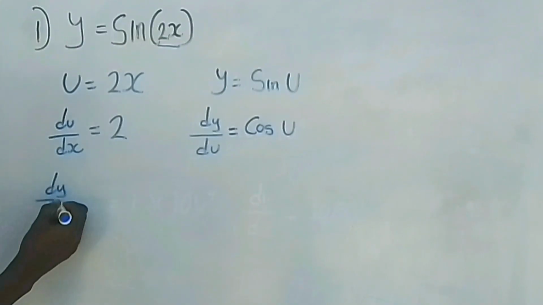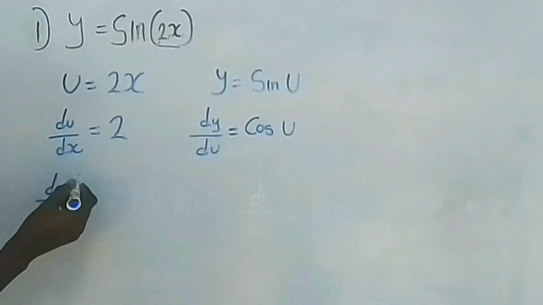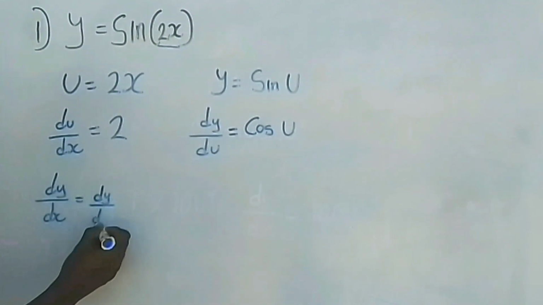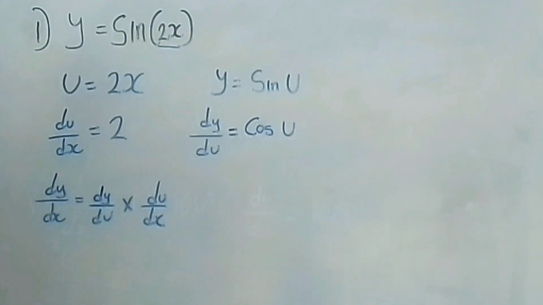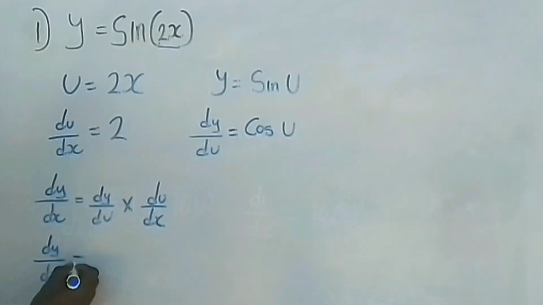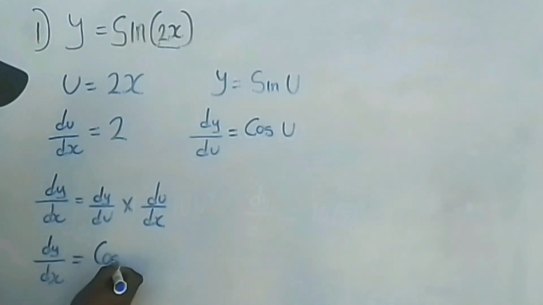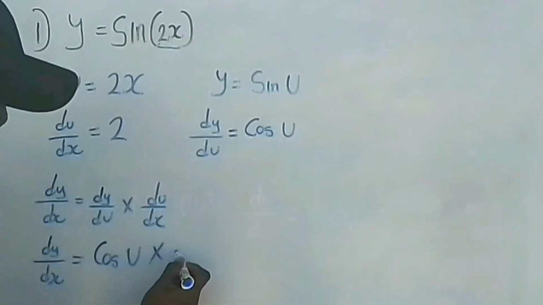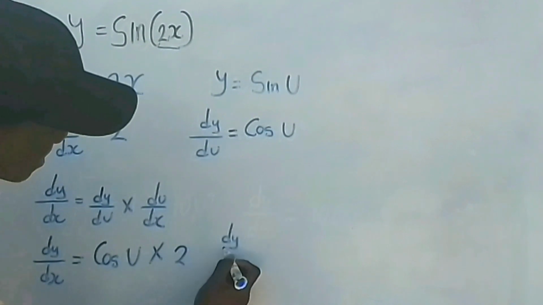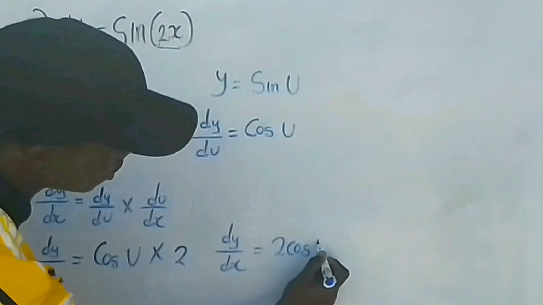The dy over dx is equals to the dy over du multiplied by the du over dx. So the dy over du is equals to cos u. So I'm going to have cos u in this place, cos u multiplied by the du over dx, that is 2. So the dy over dx is equals to 2 cos u.